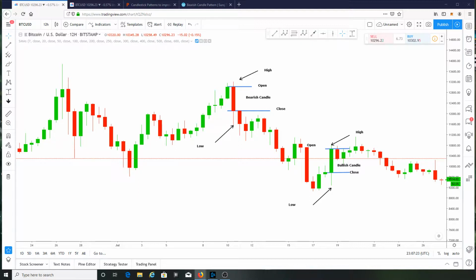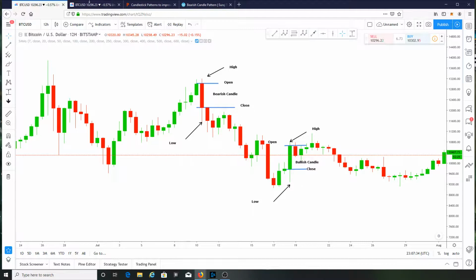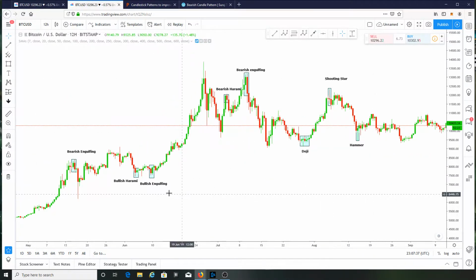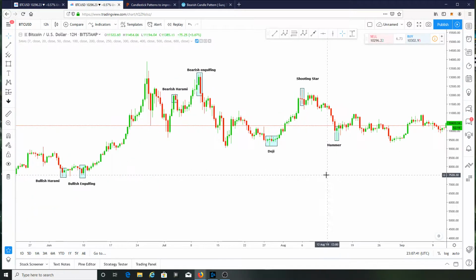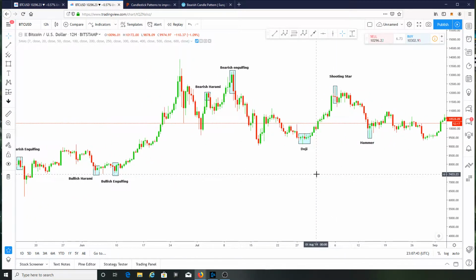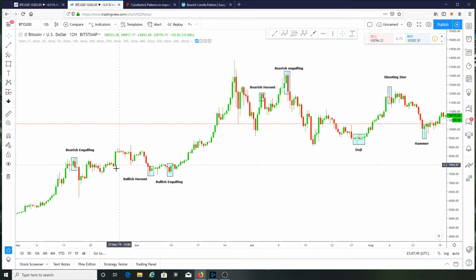Okay, so like I was saying, there are some basic candlestick patterns, and they are separated into bullish and bearish patterns. So I took the liberty to highlight some that I just glanced and noticed, and we'll go through some of these and talk a little bit about what they are.